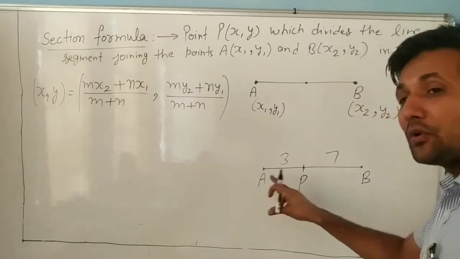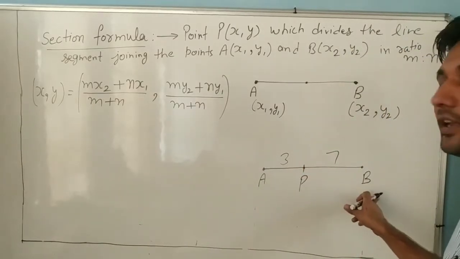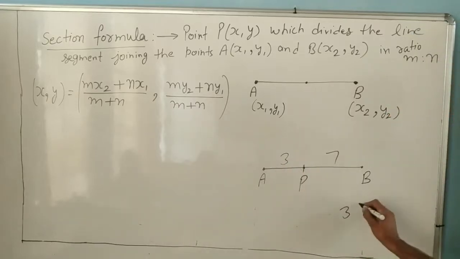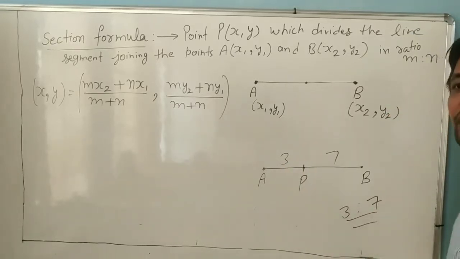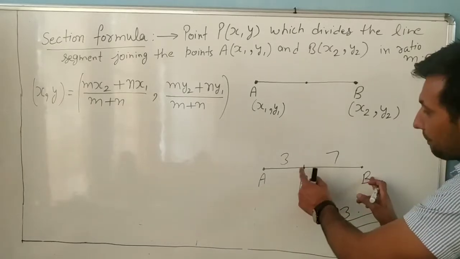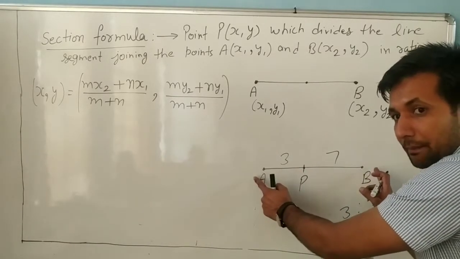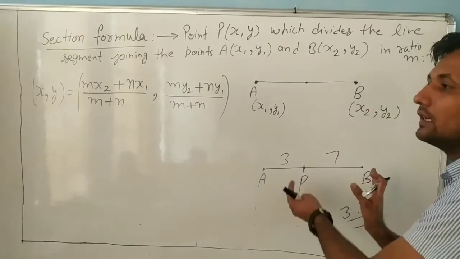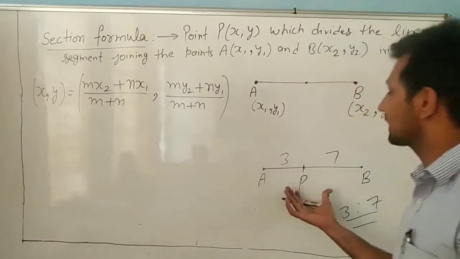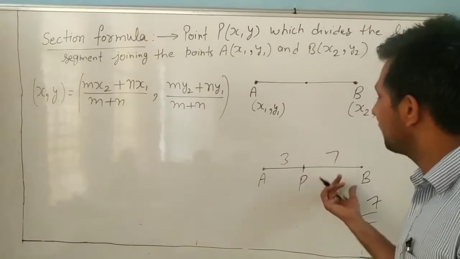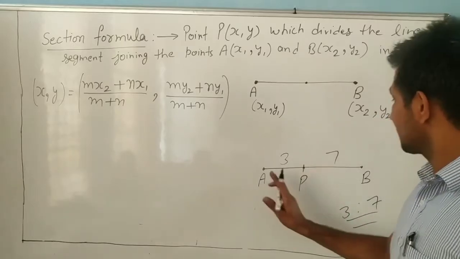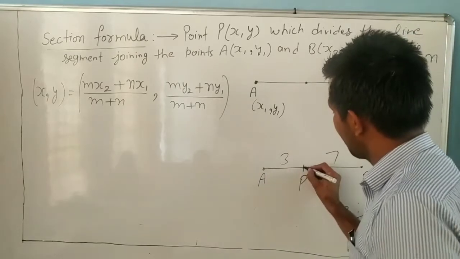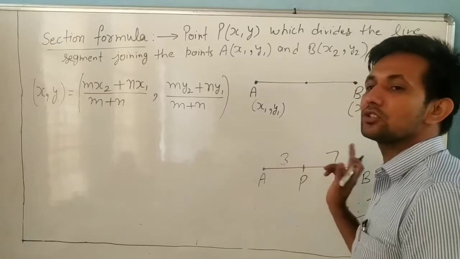So if I ask you, point P divides the line segment in what ratio? So you will say, sir, 3:7. AB is a line segment, and P divides the line AB in 3:7. So P divides the line AB or not? So it is called section formula. Either you will say that P divides A and B, or P intersects A and B at a point P in ratio 3:7.